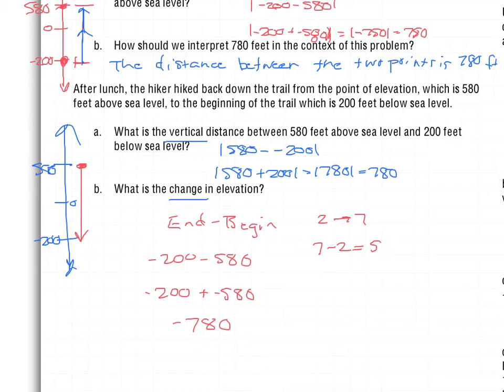All right, so again, what this problem particularly shows is that distance is always going to look like a positive value because it has no direction, and change can be positive or negative depending on which direction you're going. That's the key takeaway from this particular problem.